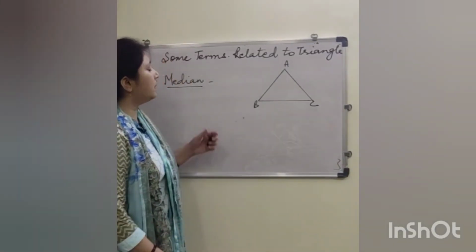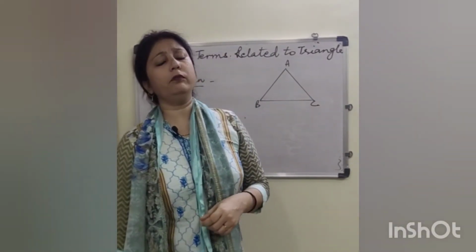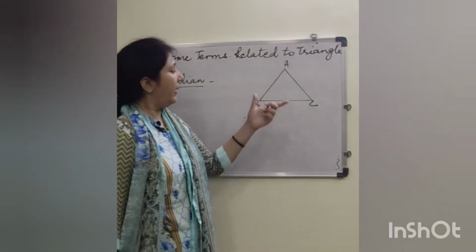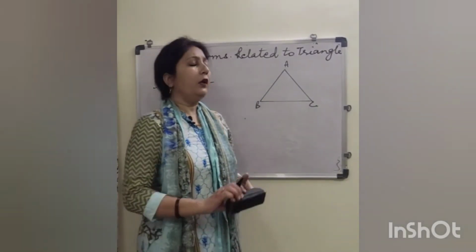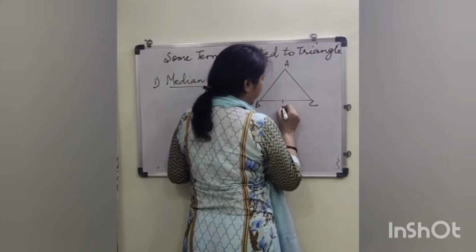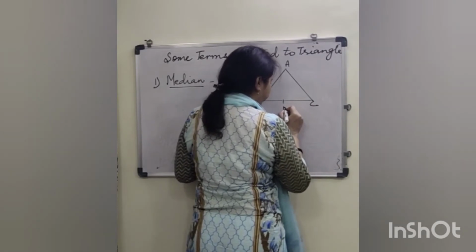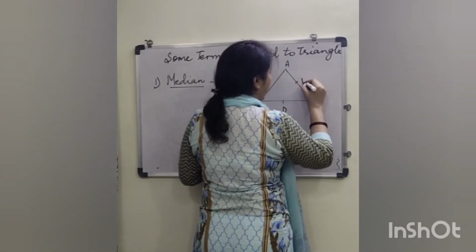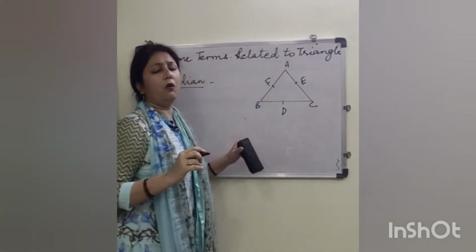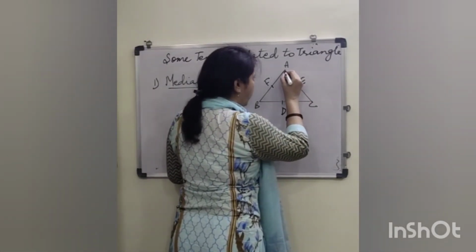Now here are some terms which you must know before you start solving questions related to triangles. The first one is median. Here is a triangle ABC. You take midpoint of each side, say of BC it is D, of AC it is E and of AB it is F. Now what you do, you join the midpoint of a side to the opposite vertex.